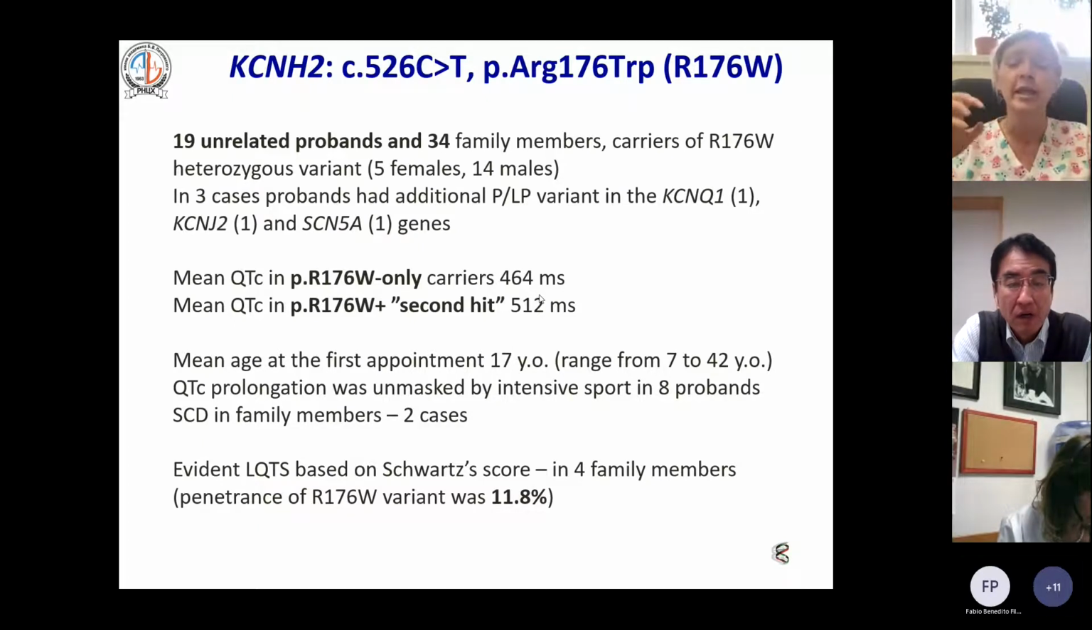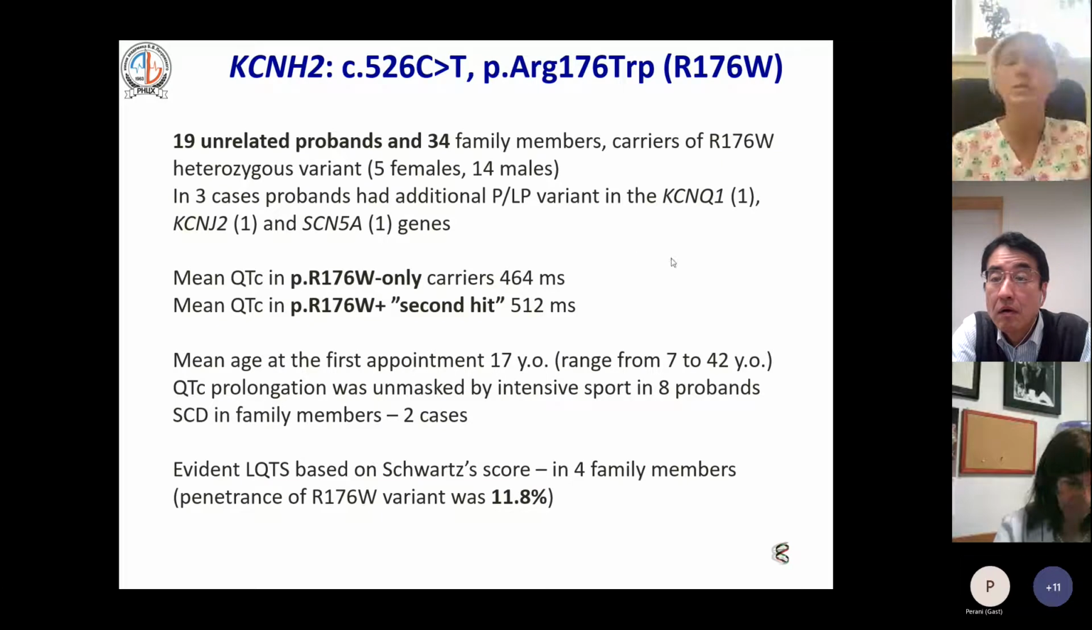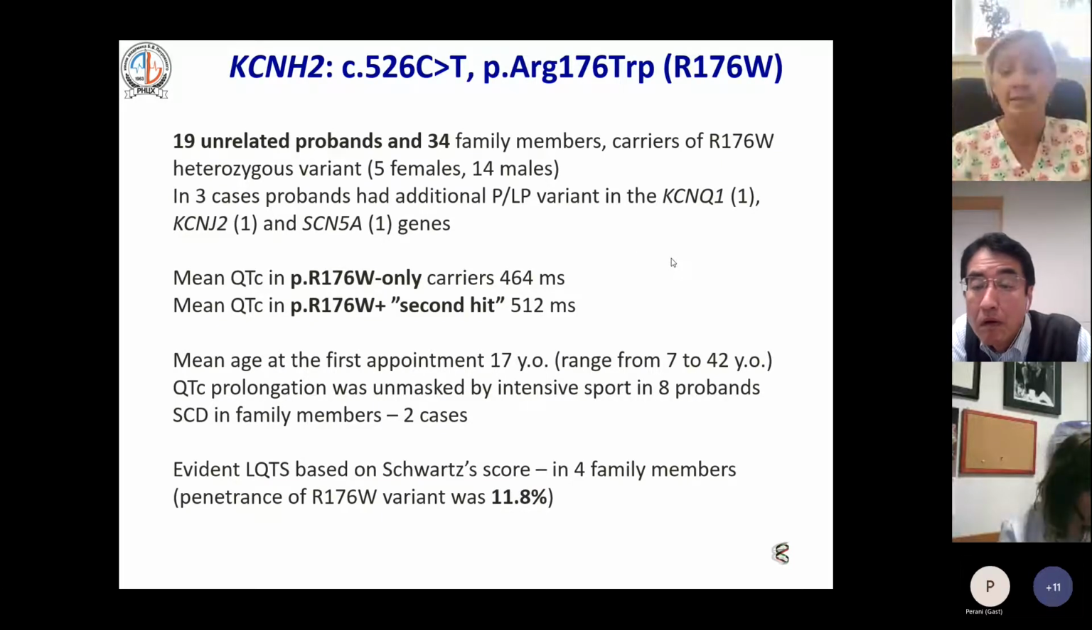QTc prolongation was unmasked by intensive sport in about half of these probands, and we really think that external conditions like lifestyle, intensive sport, or QT prolonging drugs may be provoking factors for such mild variants. In family members, we found 2 cases of cardiac death, and only 4 family members carrying the variant had an evident diagnosis. It was only a bit more than 10%. So the penetrance of this variant is really low. It's a really very common variant with low penetrance, and it does not fit the criteria of real pathogenicity of the 5th or 4th class of pathogenicity.